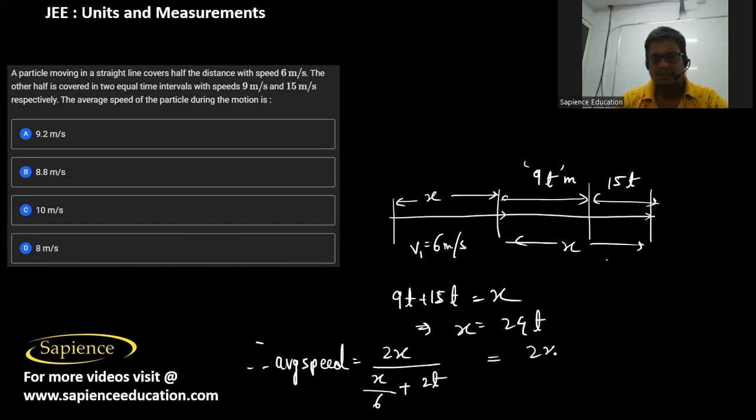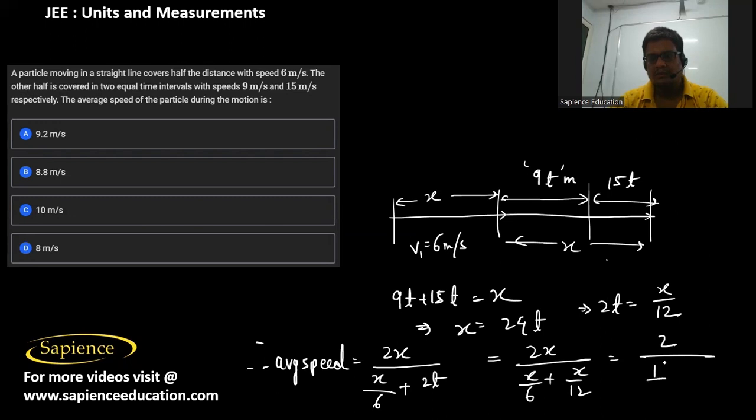So this will be equal to 2x by x by 6 plus 2t. From here we can find out 2t. 2t will be x by 12. So this will be equal to 2 by 1 by 6 plus 1 by 12 meter per second.